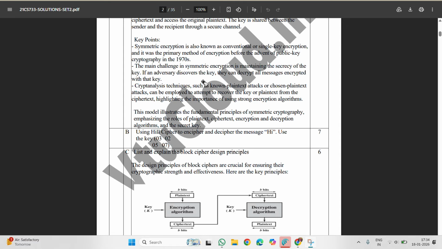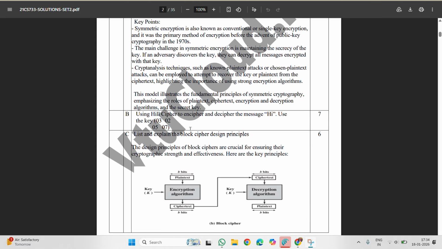The second question is: using Hill cipher, encipher and decipher the message "hi". To solve this problem, you have to know the formula C = KP mod 26 to convert plain text into ciphertext using the key provided.